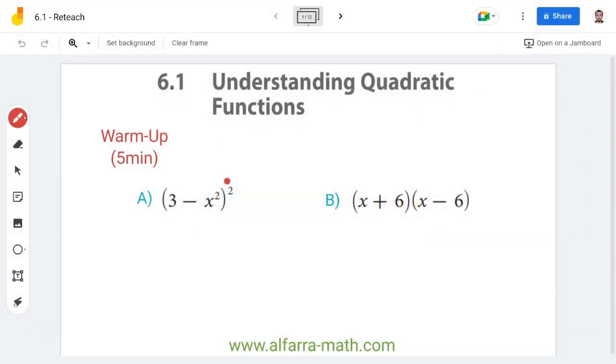Everyone. Today we're going to start talking about a new lesson, Module 6. So today we're going to start 6.1, Understanding Quadratic Functions.